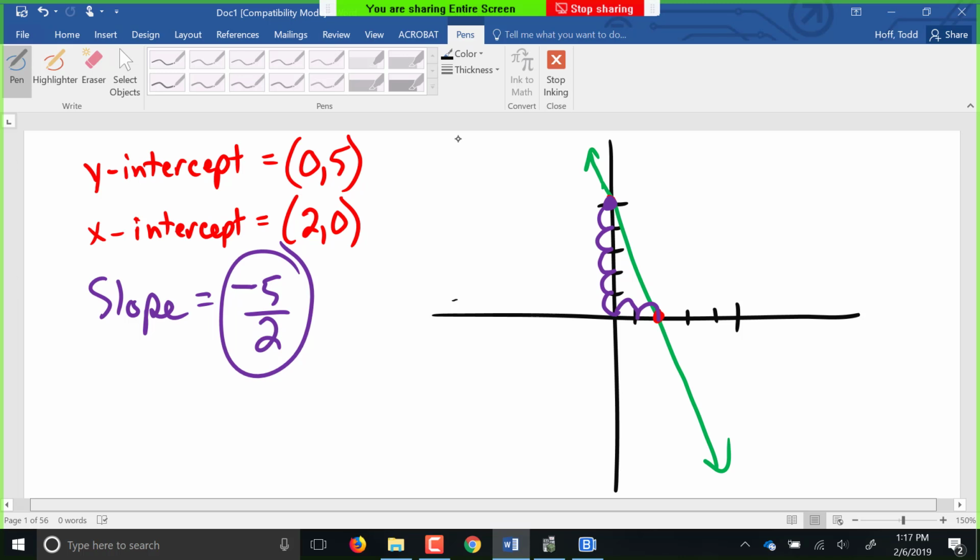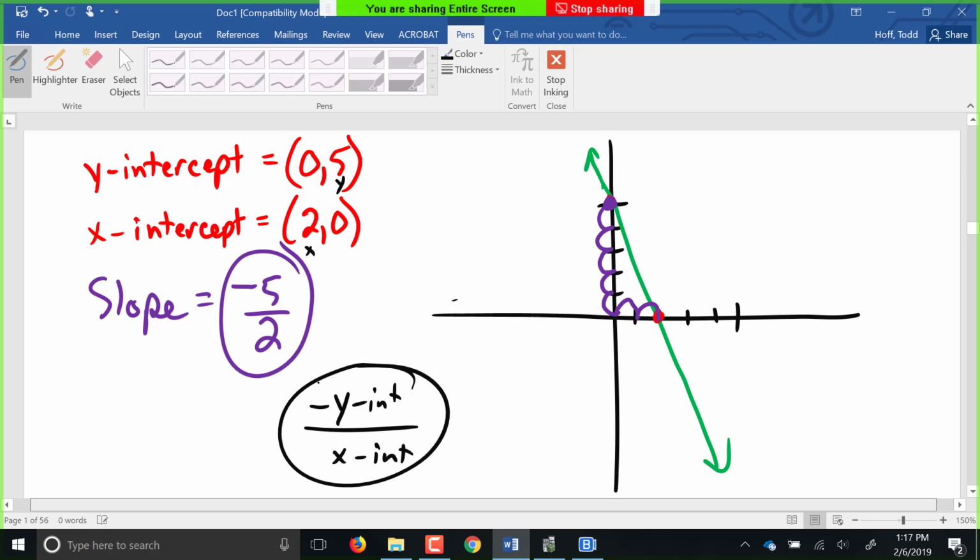Okay, that is a great observation. And yes, it is true if you know the y-intercept and the x-intercept, you can take that y-coordinate of the y-intercept and the x-coordinate of the x-intercept, and the slope will be the opposite of the y-intercept over the x-intercept. That is always true. We'll come back to something similar to that in a little bit that is a simpler way of going about it rather than finding the x and y-intercept. It helps us get it straight from an equation.